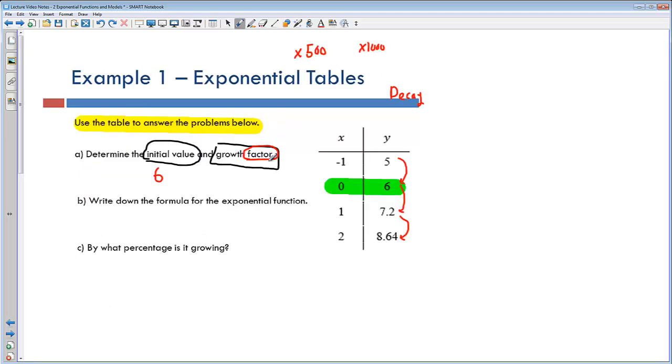If you take 6 divided by 5, you'll see that's equal to 1.2. And then if you do 7.2 divided by 6, it's always the final divided by the initial, you'll see that's 1.2. And if you do 8.64 divided by 7.2, and of course you'll need a calculator to do these, you'll see that's also equal to 1.2. So our growth factor in this case, what number you're multiplying by each time to get to the next number, is 1.2.